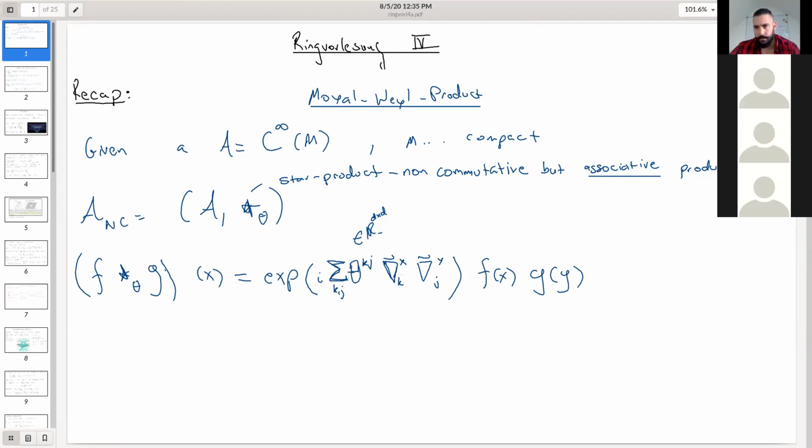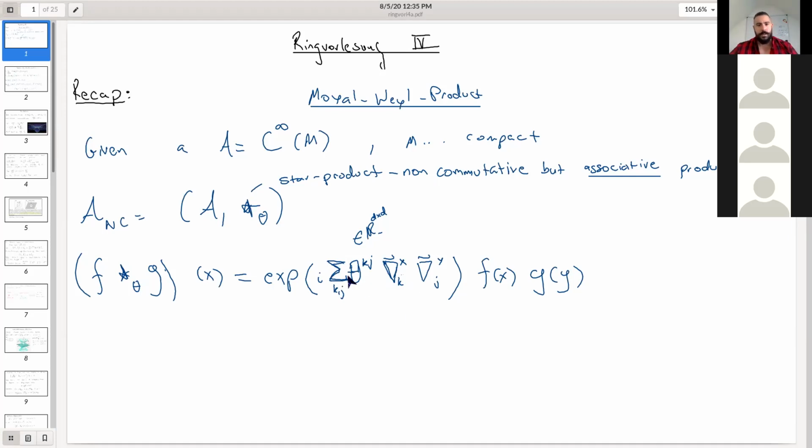Okay. Right. So last time, if you remember, at the end, after defining non-commutative geometry, we started doing this Moyal-Weyl product. It is in a sense a deformed product, or a deformation of a product. Namely, you have a pointwise product and you replace that by an associative non-commutative product, okay? And this is what is known as the star product.